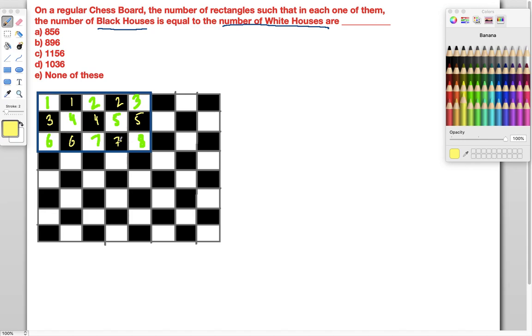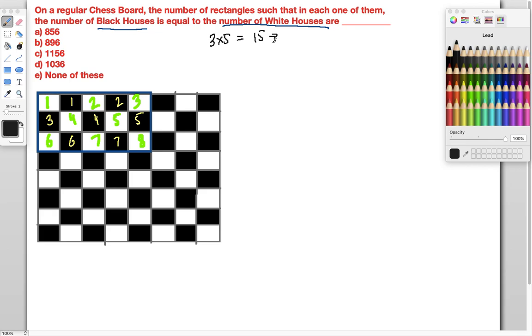No. We know that there are a total of 64 houses on the chessboard. If I select a rectangle of the dimensions 3 by 5, a total of 15 houses will be there. Out of the 15 houses, can we say half of them will be black and half will be white, like 7.5 and 7.5? No, that is not possible.